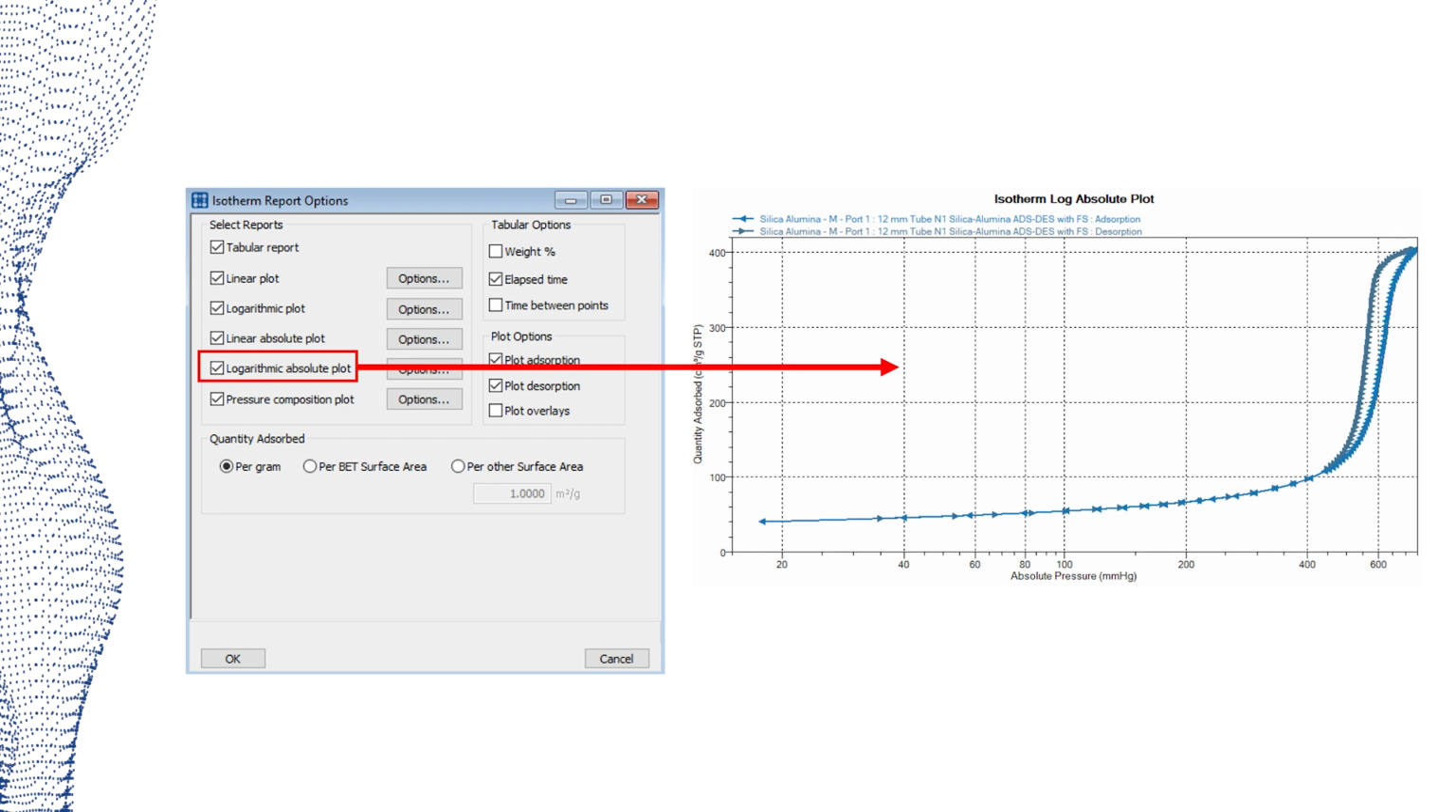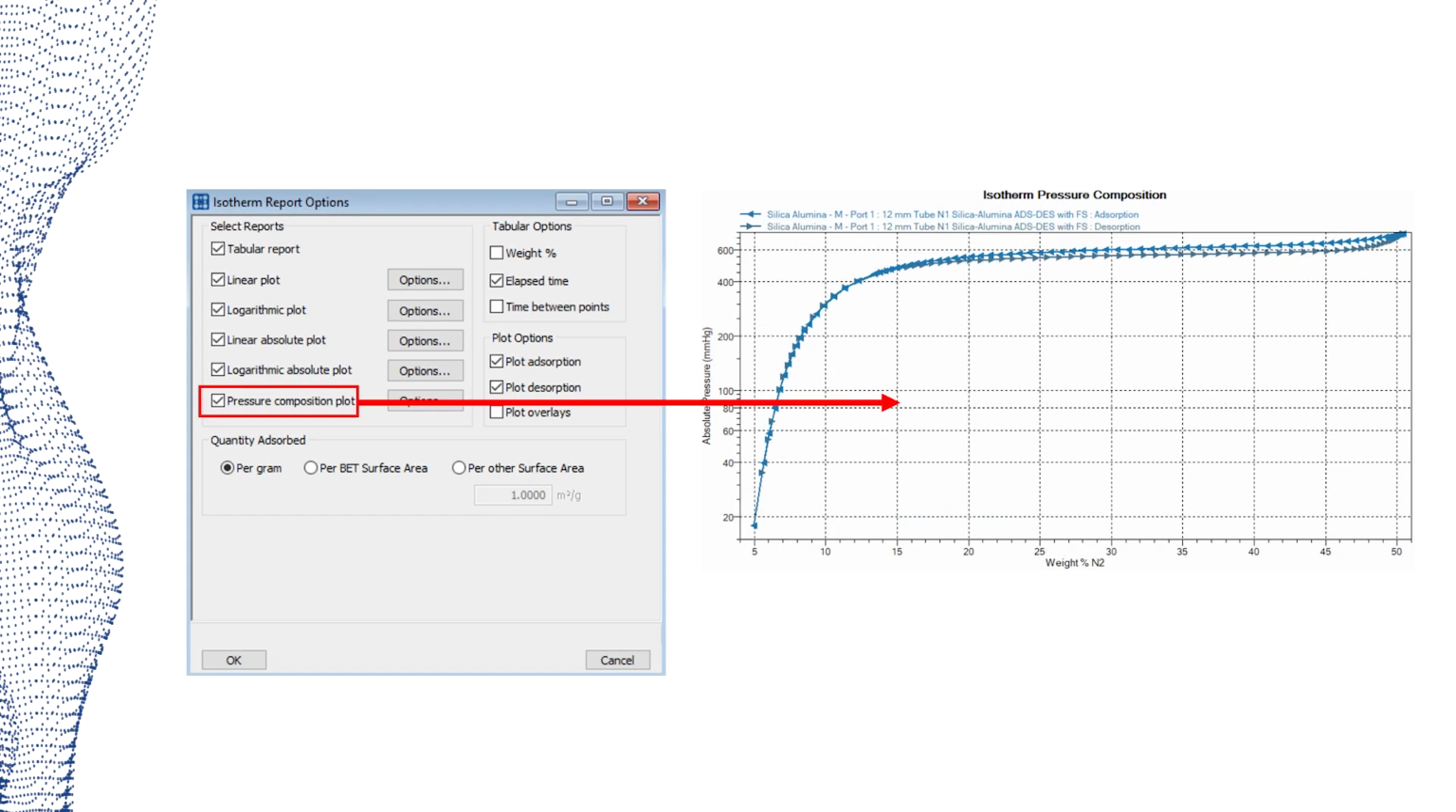Typically, you'll prefer one of these four plots for looking at your isotherm data, and it will depend on your specific needs and where you're most interested in analyzing your adsorption points. The pressure composition plot changes things up a little and shows the absolute pressure on the y-axis and the weight % nitrogen on the x-axis.